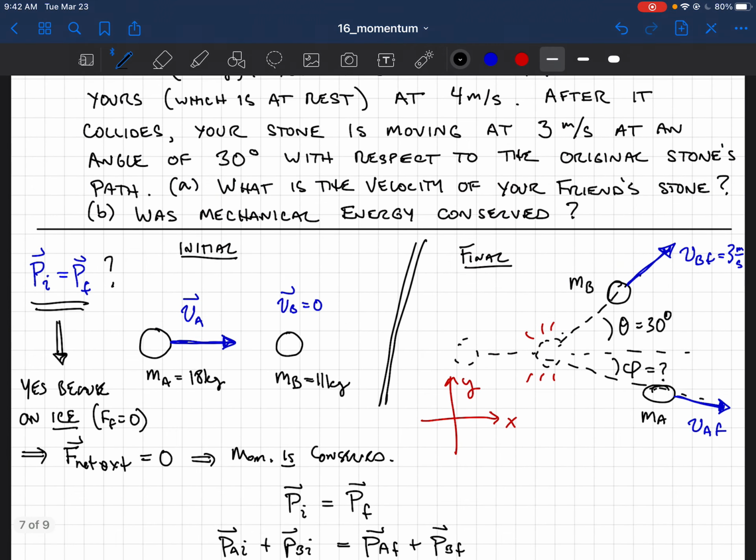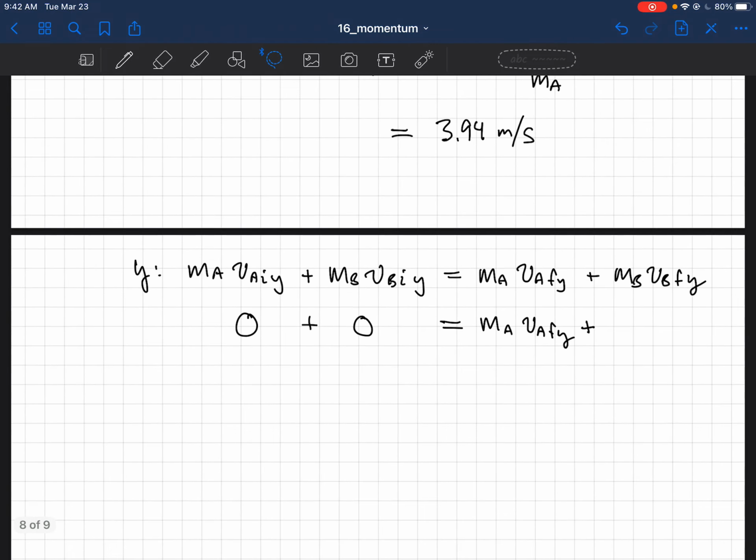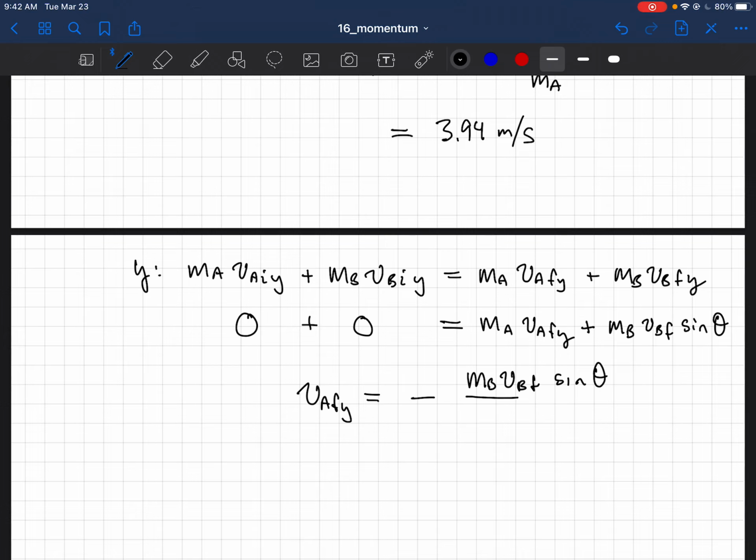Then we have MB VB final y. Well, that thing has a positive y component, and it's going to be equal to the magnitude times sine of the angle. So it's going to be MB VB final sine theta. And this is an equation for VA final y. So VA final y then is equal to minus MB VB final sine of theta all over MA.